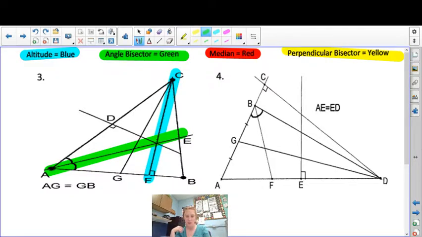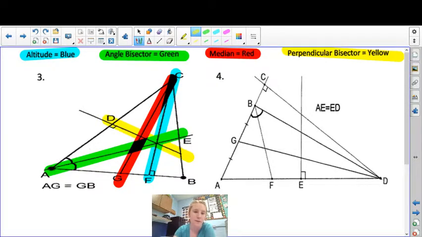My median has to go from an angle and cut the opposite side in half. So the only other thing going from an angle is C to G. And if you notice, it says A to G is equal to G to B. So those two are equal, so it does get colored red. And then my last one, perpendicular bisector, goes from a side to another side and cuts it in half.